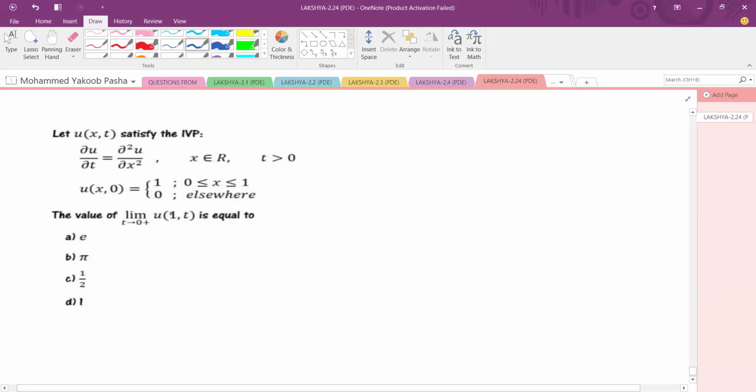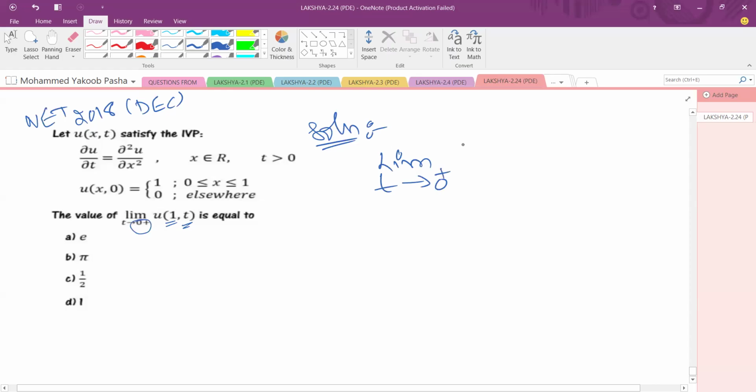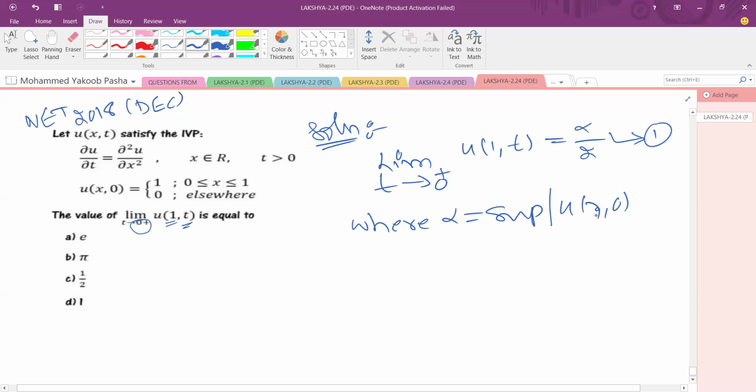Here the value could be anything, but when it is 1 comma t, we have a formula. This is CSIR NET 2018 December question and you can search for it in previous questions. Okay, so first I am writing the formula. What is my formula? Limit, as I already told, t tends to 0 plus u of 1 comma t is equal to alpha by 2. This is my formula. So calculate alpha, where alpha is equal to supremum of u of x comma 0 in the domain of x.